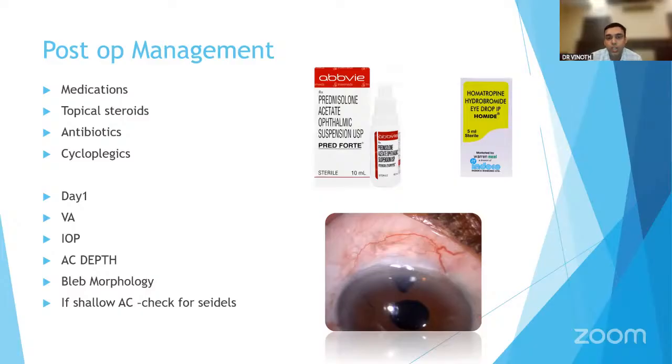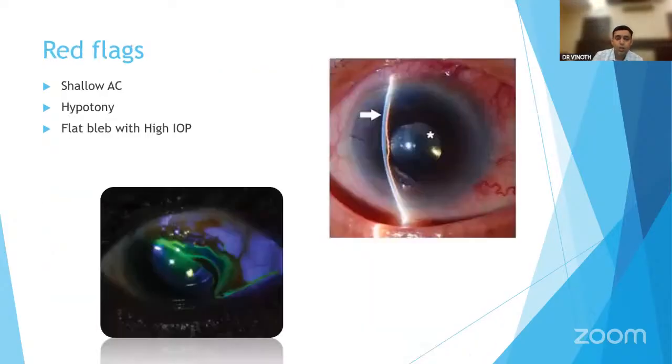So the things you should check on the first post-operative day are your visual acuity, IOP, AC depth, the bleb morphology, and if there is a shallow AC, always check for Seidel's. With early intervention, you can make the outcome even better. So what are the red flags? Red flags are a shallow AC with hypotony, and a flat bleb with high IOP. These are the red flags you can see in the immediate post-op.